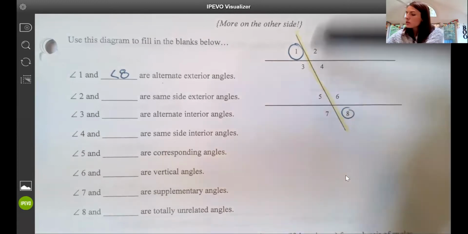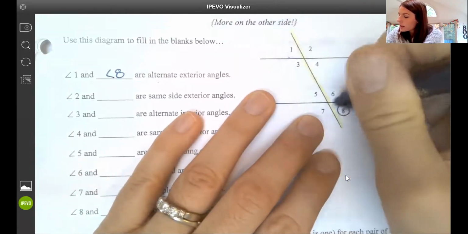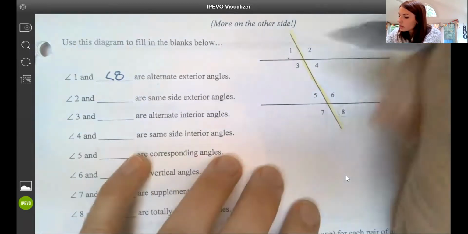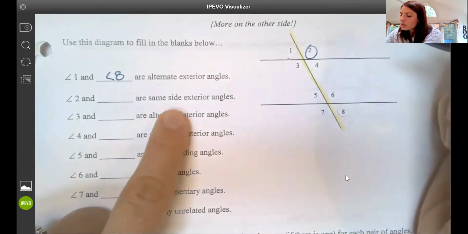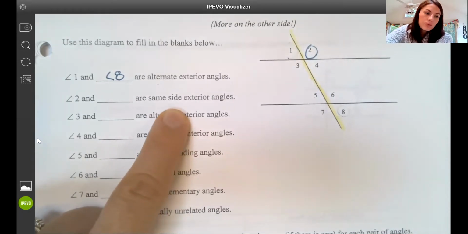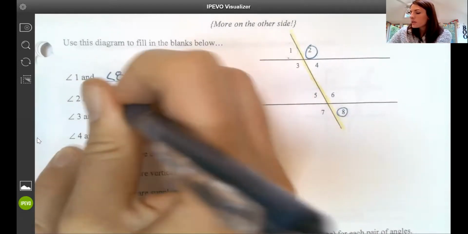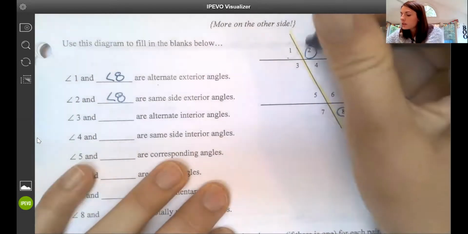So then it goes to angle 2, and it asks what angle is on the same side exterior as angle 2. So here's angle 2, same side of this transversal exterior. What would that angle be? Yeah, angle 8 again. So 2 and 8, their relationship is that they're same side exterior angles.